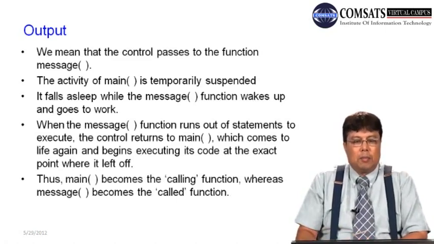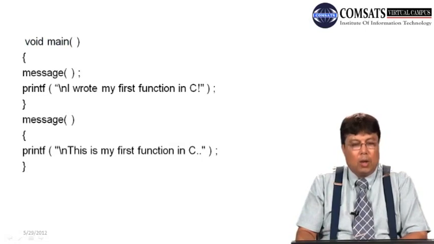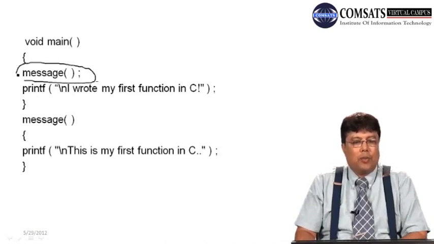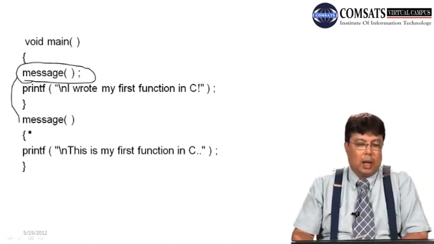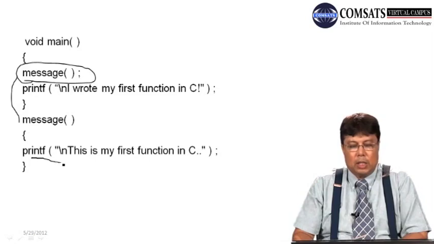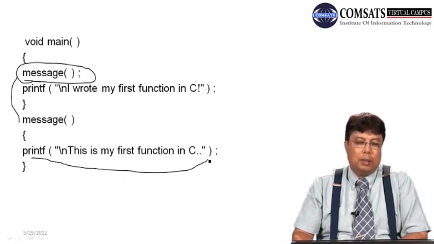When we call this message, the first line, the control is transferred from this main to the function message. This main is suspended temporarily. कुछ देर के लिए main रुक जाता है. Control is transferred to this message. From this message, the control starts, and after this curly bracket, it prints the message: This is my first function in C. And after completing that, when it executes this closing bracket, the control comes back to the next statement from where this function is called.